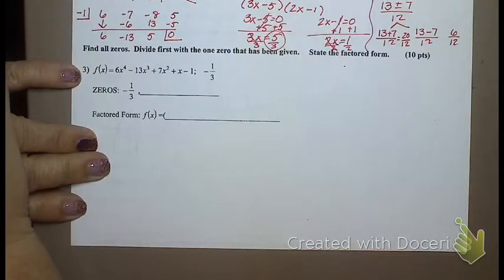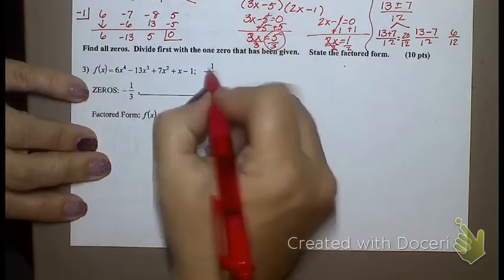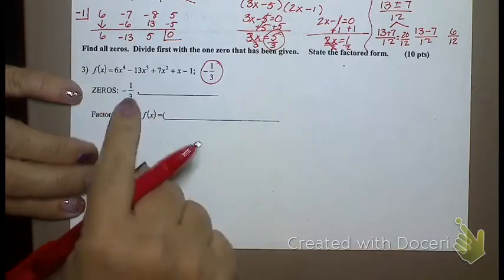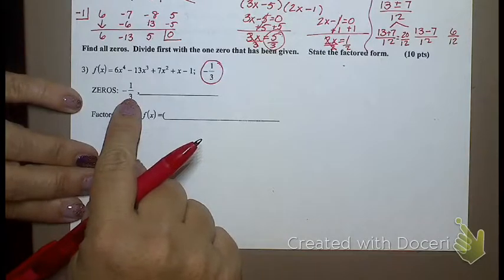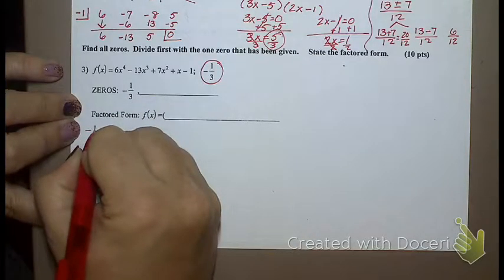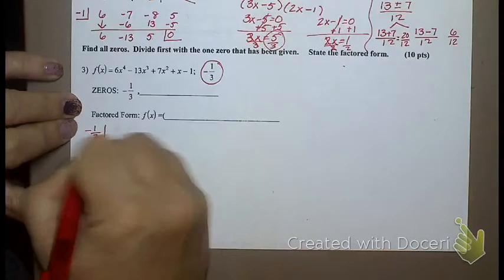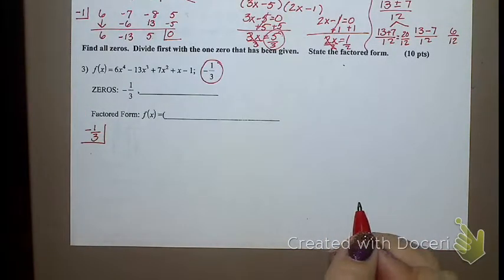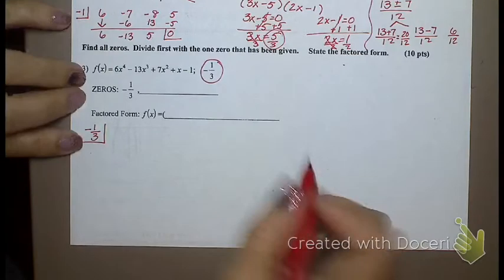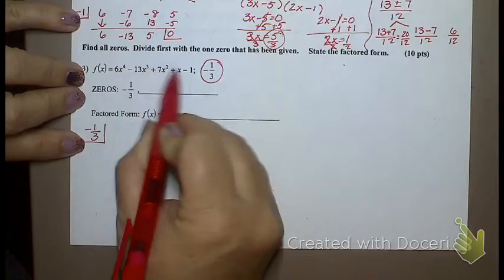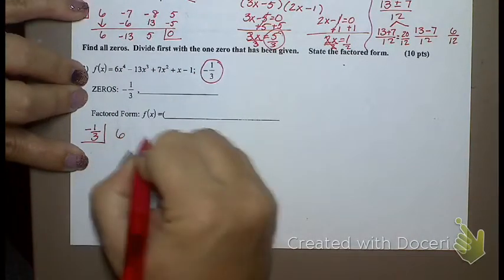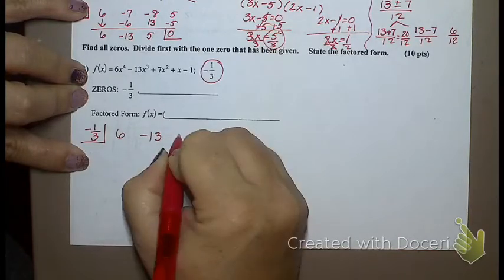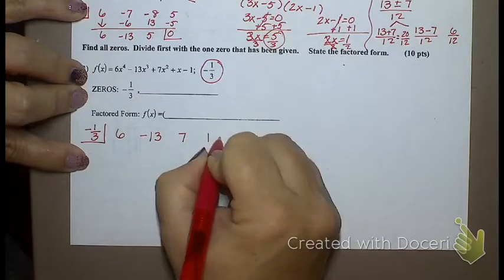Divide first with the 1 zero that has been given. So here's the one that's given to me. Notice it's already on my list of zeros. So -1/3 is my box number. Am I missing any terms that I need to fill in a placeholder for? 4, 3, 2, 1, 0. Nope. So 6, negative 13, 7, 1, negative 1.